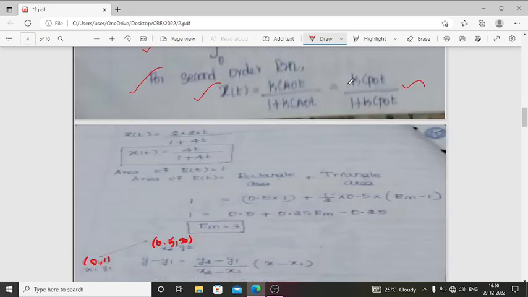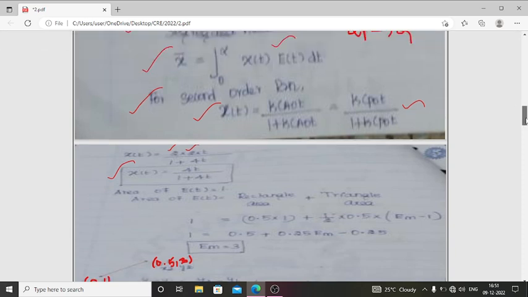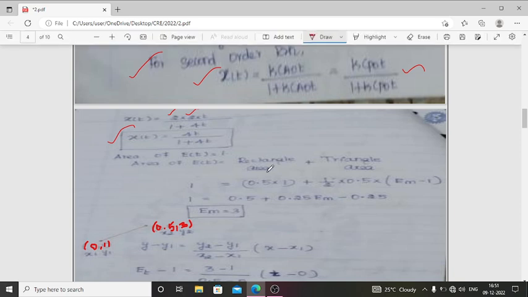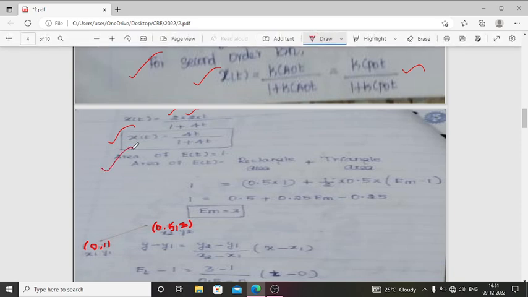In this equation we know the k value is 2, and Cp0 is also 2. Substitute the k and Cp0 values: X(t) is equal to 2 into 2 into t divided by 1 plus 2 into 2 into t. So finally X(t) is equal to 4t divided by 1 plus 4t. So this is the X(t) value. Next we are going to concentrate on E(t). The area of E(t) is 1.